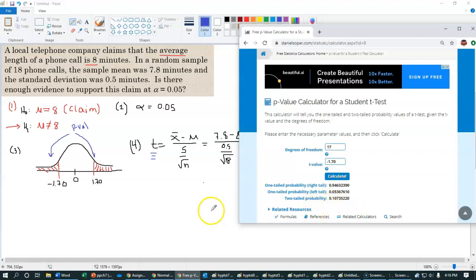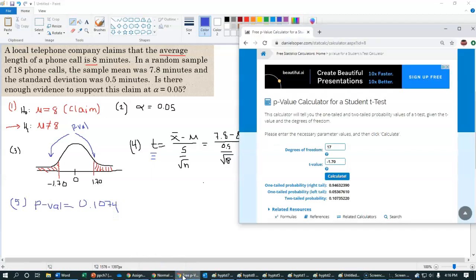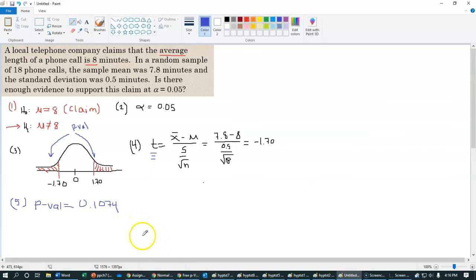So my p-value, 0.1074. I always round to 4 decimal places. So my p-value is, let me write this out, I had to call the calculator. I forgot the number. 0.1074. Let me make sure. Yes, and I did step number 5.